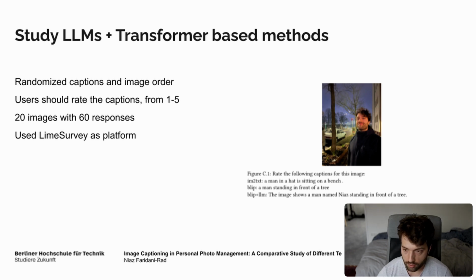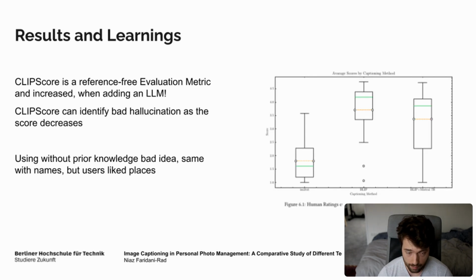Yeah, so then I looked into it. ClipScore can identify bad hallucinations, which is the first thing that is very cool. So you can run a multi-shot procedure and then rate all the different captions that get created, and basically mitigate hallucinations, which is very nice.